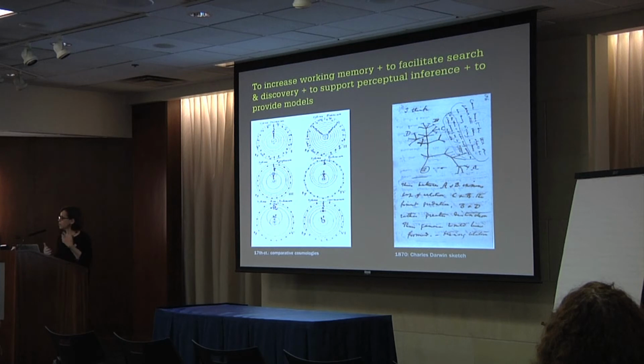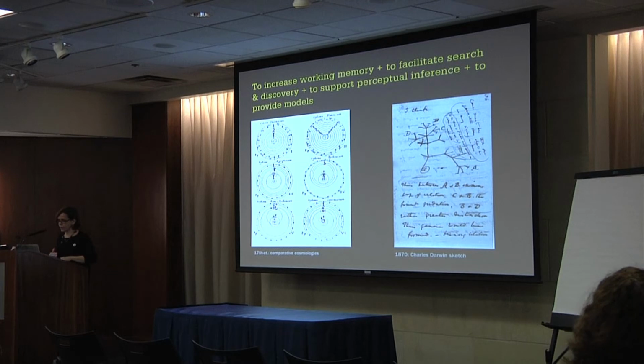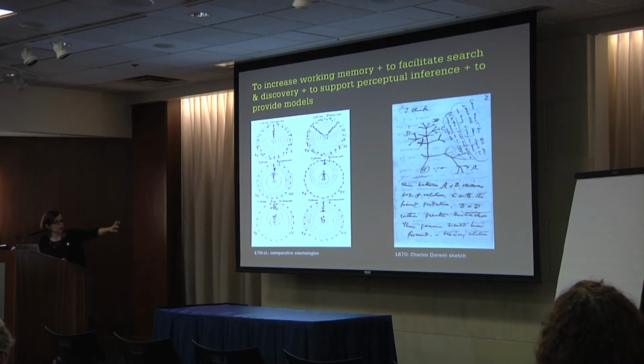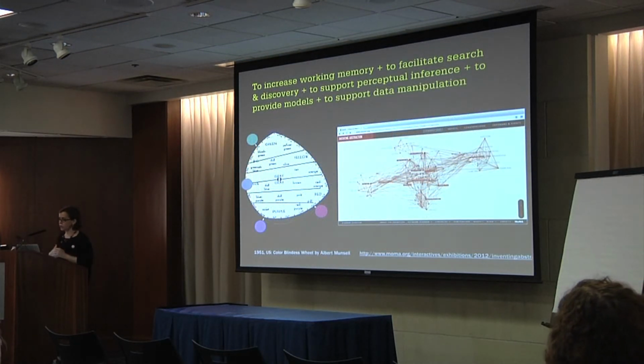These are models of the world, like on the left, the comparative cosmologies. On the top you have the Ptolemaic system, and on the bottom you have Copernicus, and so we can basically see the different models that people have devised throughout time, but also future models, like this drawing of the Darwin is representing. And finally, they can support data manipulation.